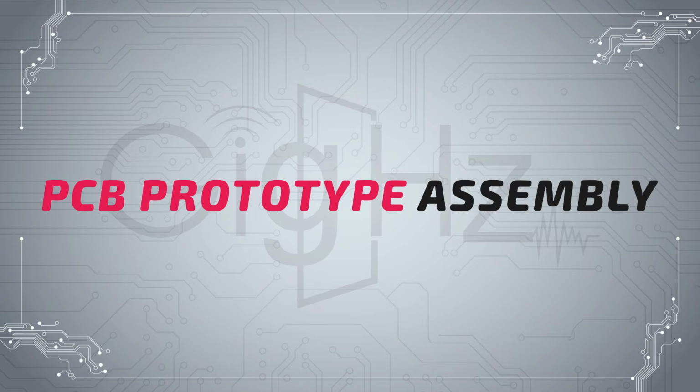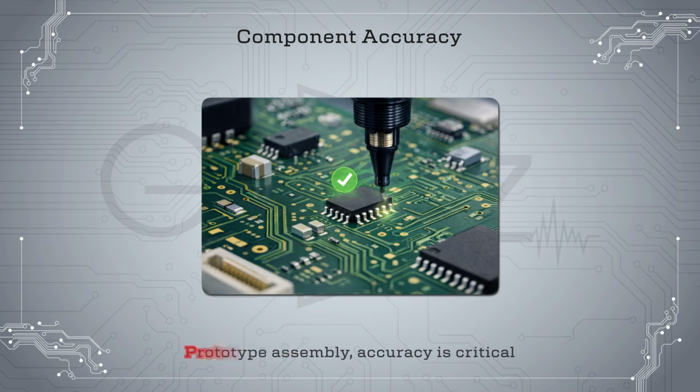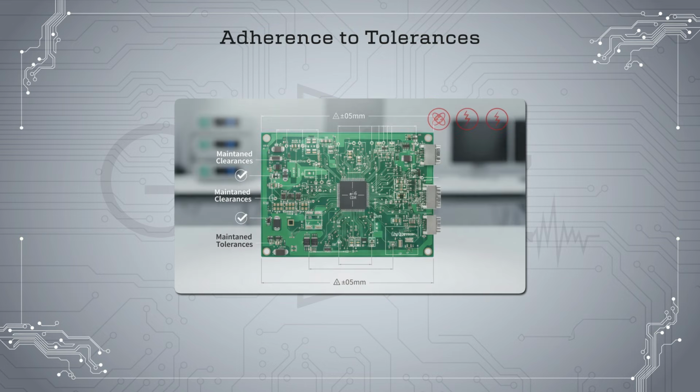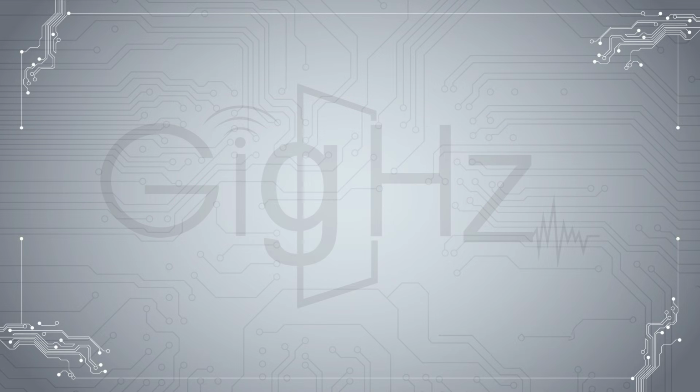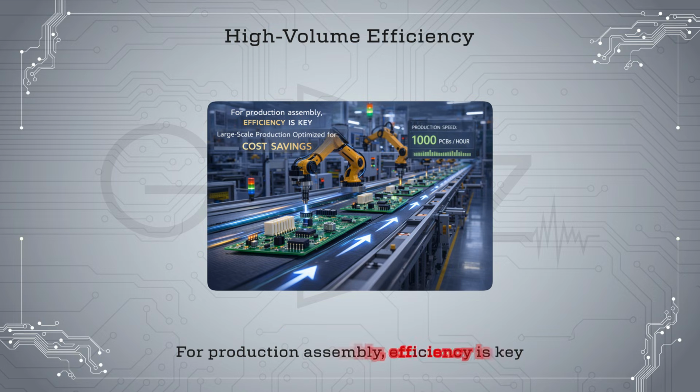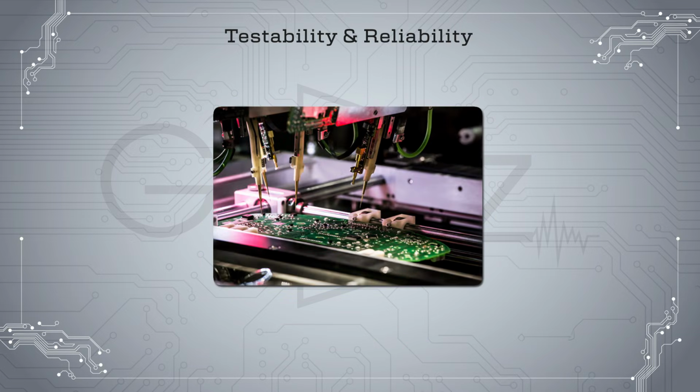PCB prototype assembly. In prototype assembly, accuracy is critical. Components are verified for correctness and secure placement. Clearances and tolerances are carefully maintained to prevent issues in later stages. PCB production assembly. For production assembly, efficiency is key. Large-scale production is optimized for cost savings. Testability and reliability are prioritized, ensuring high performance and long-term durability.